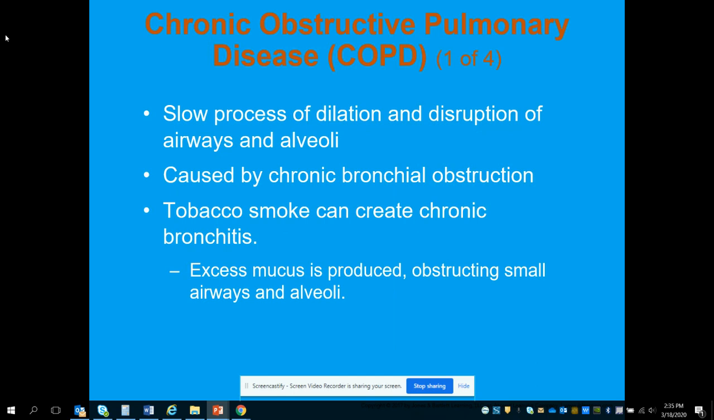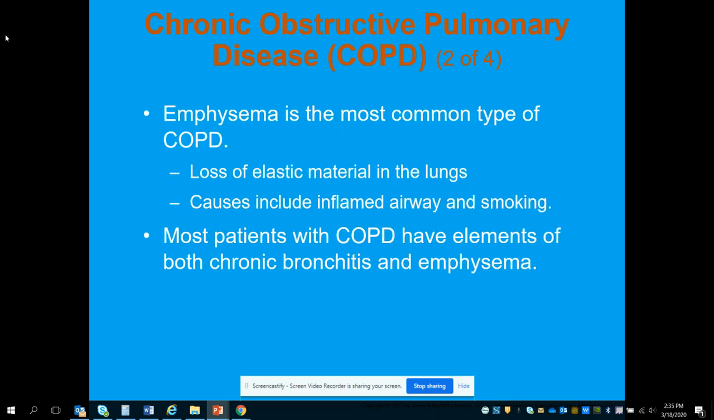Now, looking at chronic obstructive pulmonary disease, or COPD, this is a slow process of dilation and disruption of airways and alveoli caused by chronic bronchial obstruction. Tobacco smoke can create this chronic bronchitis where excess mucus is produced, obstructing small airways and alveoli. So there are two types of COPD: chronic bronchitis and emphysema. Most people will actually have some traits of both, whereas emphysema is the most common type.